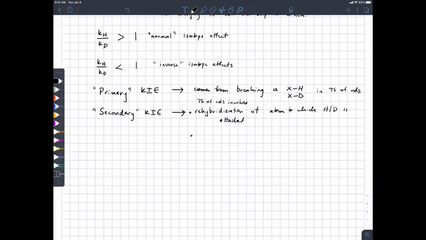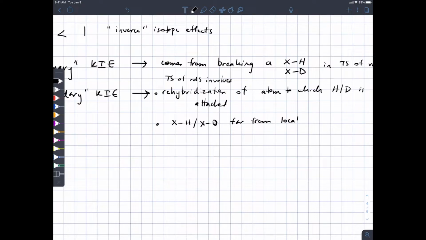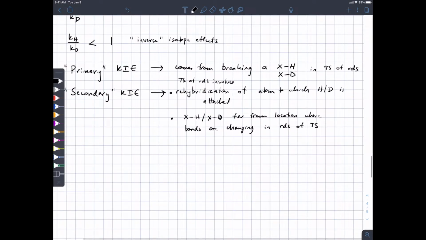That's one interpretation. Or a secondary isotope effect could simply mean that whatever bond you've replaced is far from the location where bonds are changing in the rate determining step, RDS, of the transition state. Okay, so this gets a little bit tricky.